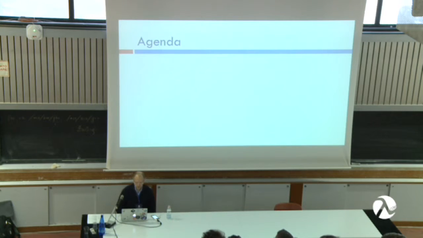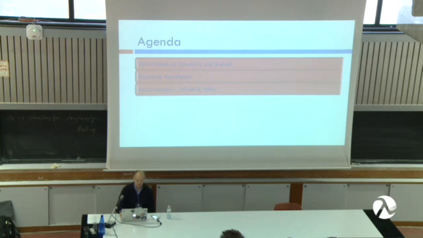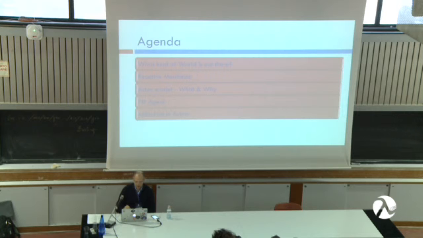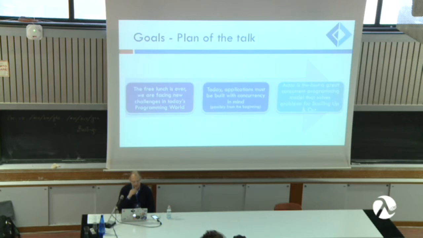And this is the agenda for today. A brief introduction about what's going on out there in the world. We discuss the Reactive Manifesto, the actor model, what and why. The F sharp agent built into the language. Akka.net, and the F sharp API built on top of Akka.net. And of course, we're going to jump into code.